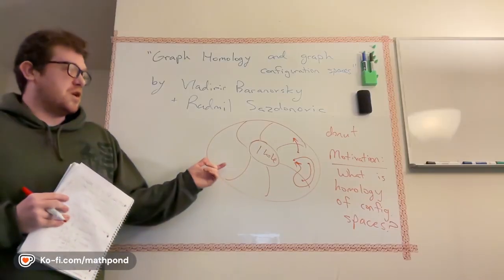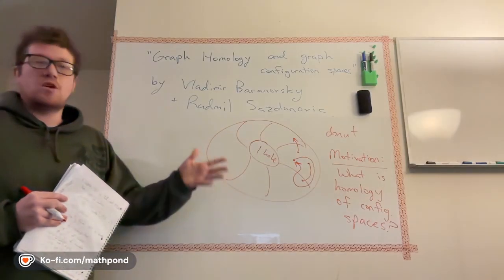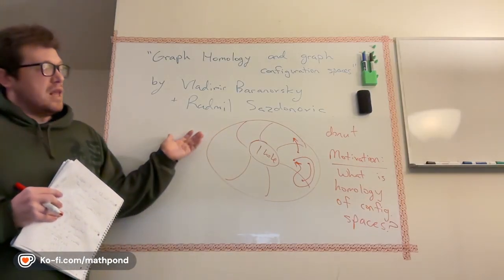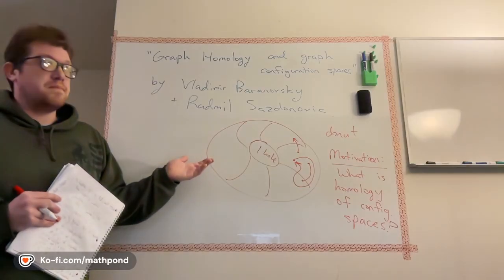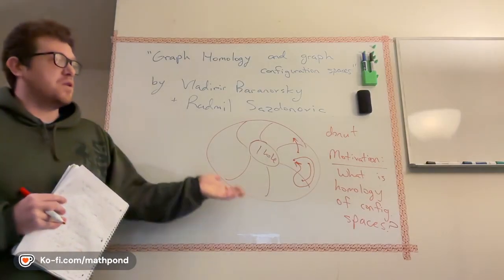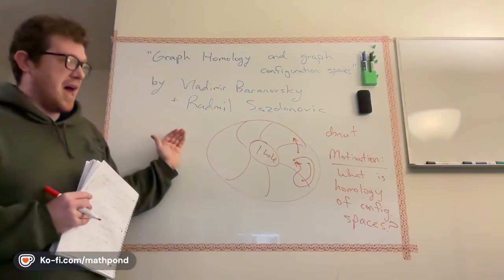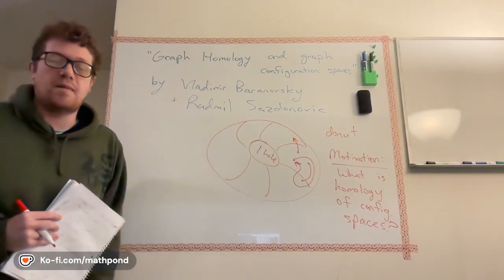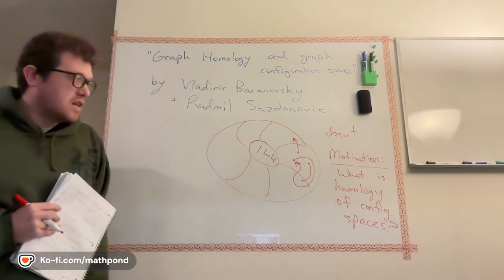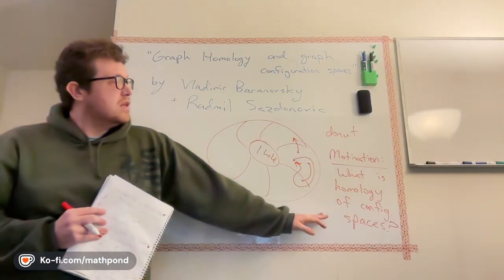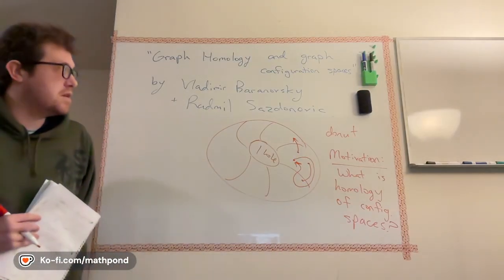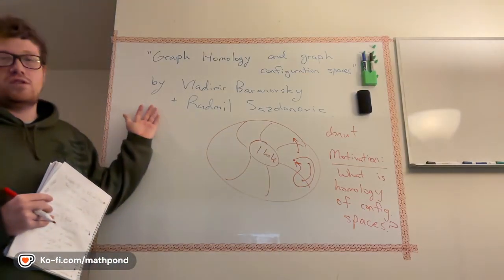Just because you know everything about the manifold up to homotopy, maybe you know the whole cohomology algebra, you know the product on it, it's not exactly trivial to go from that to the homology of the configuration space. So this is basically the motivation that this paper is working out.